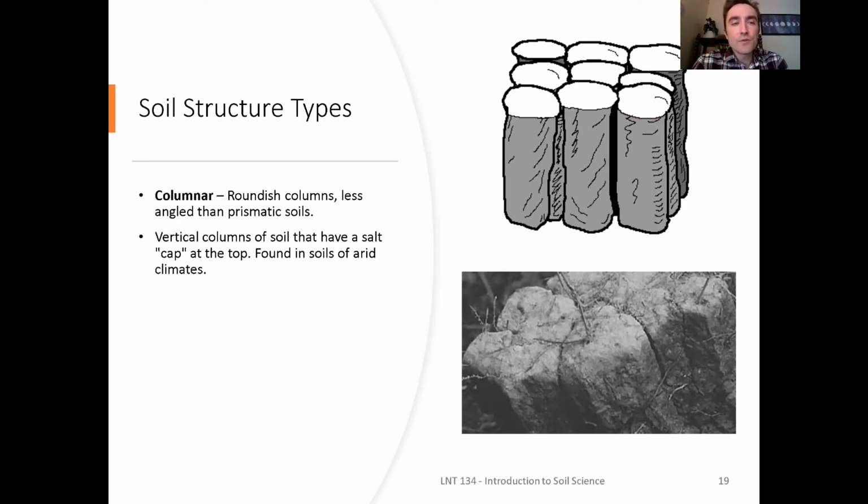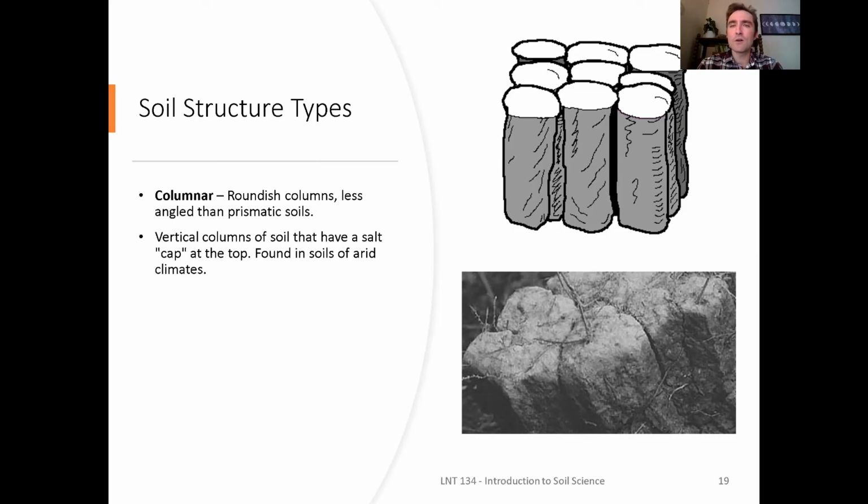Here is similar to the prismatic, but we've got columnar. So if it's rounded, then it's called columnar, less angled than the prismatic. And depending on where these are, you may even find some places with harsh soils where the tops of the columns, the surface of the soil, can even be a little bit rounded and domed. You end up with this, especially in desert soils. And you end up with salt buildup in these columnar soils.